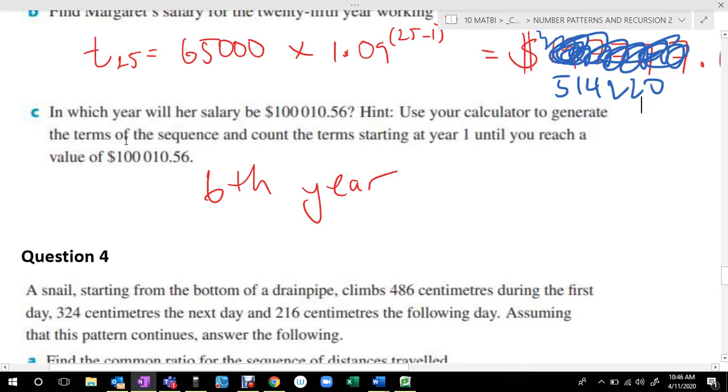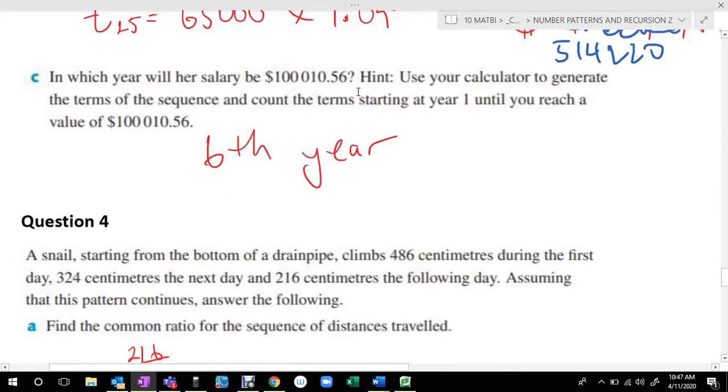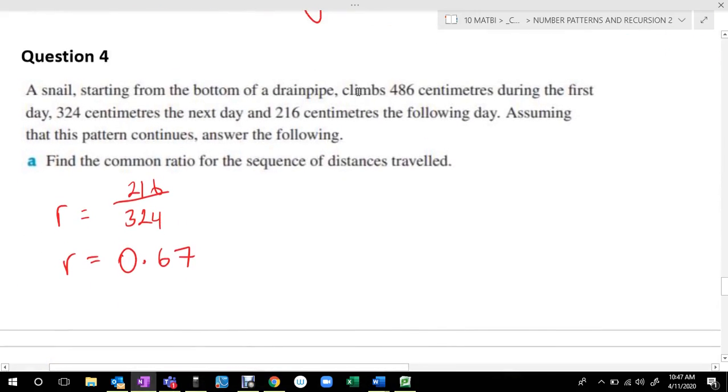In which year will her salary be 100,010? Use your calculator for this. Okay, so again, calculator. We know that first term is 65,000. So 65 grand. Press enter. Times that by 1.09. So we know that that's already the first term. So second year, third year, fourth, fifth, sixth year. Okay. So on the sixth year, she'll reach $100,010. Easy.